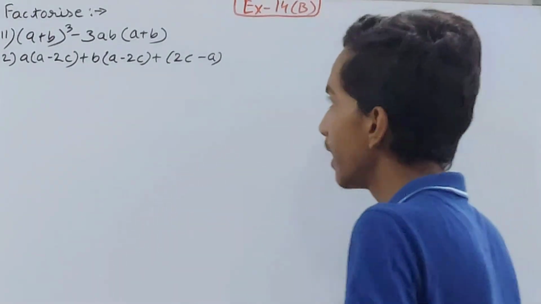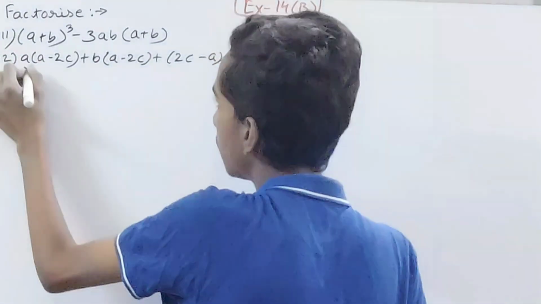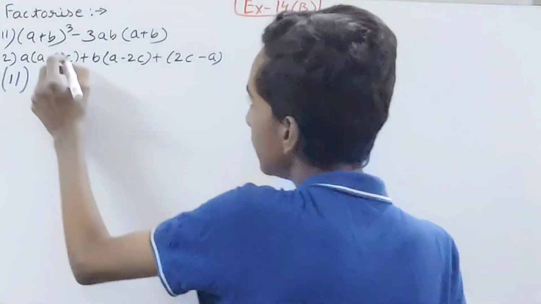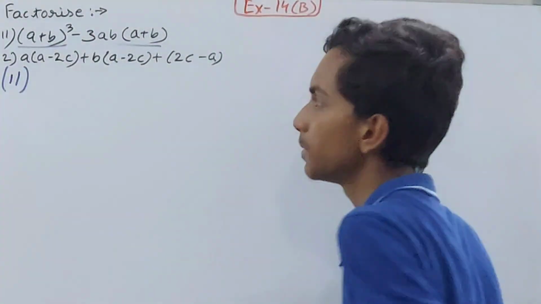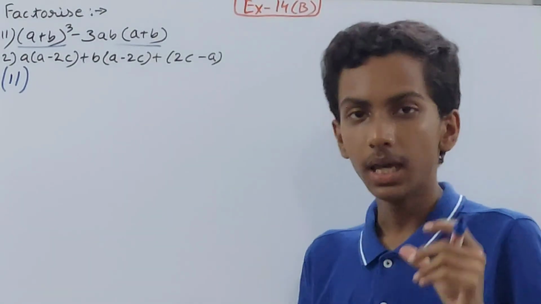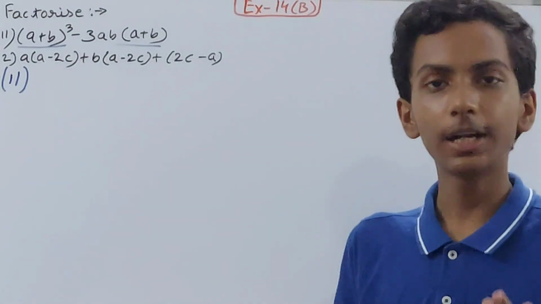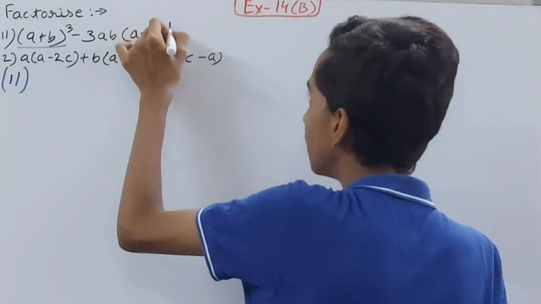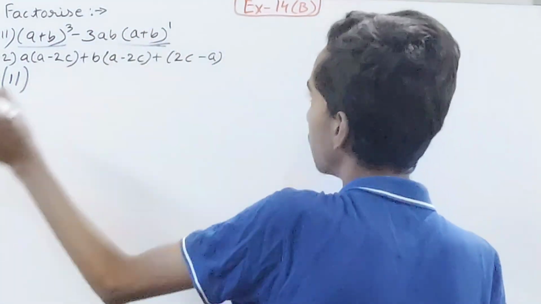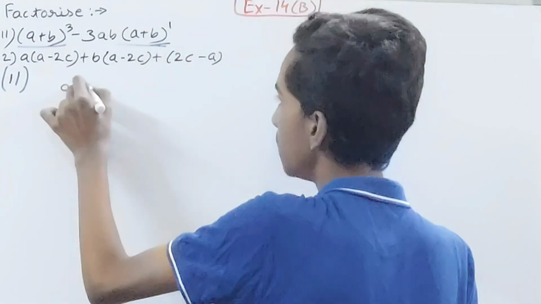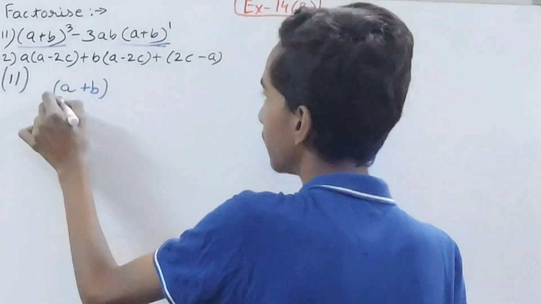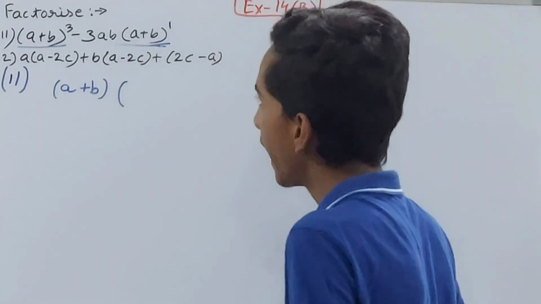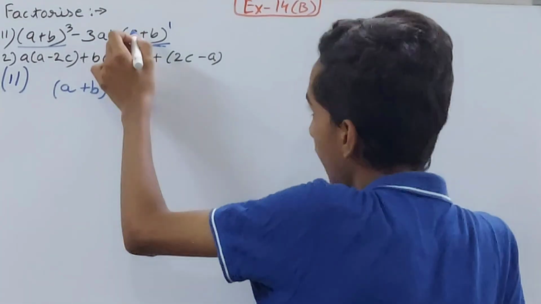Now you have in the 11th part (a + b)³ − 3ab(a + b). So you will see here what is common. (a + b) is common in both the terms. One is (a + b)³, another is (a + b), simple. So you will always choose the one with the lower exponent, the smaller exponent, (a + b), as your common term. So you will have (a + b)³ here and −3ab into (a + b).